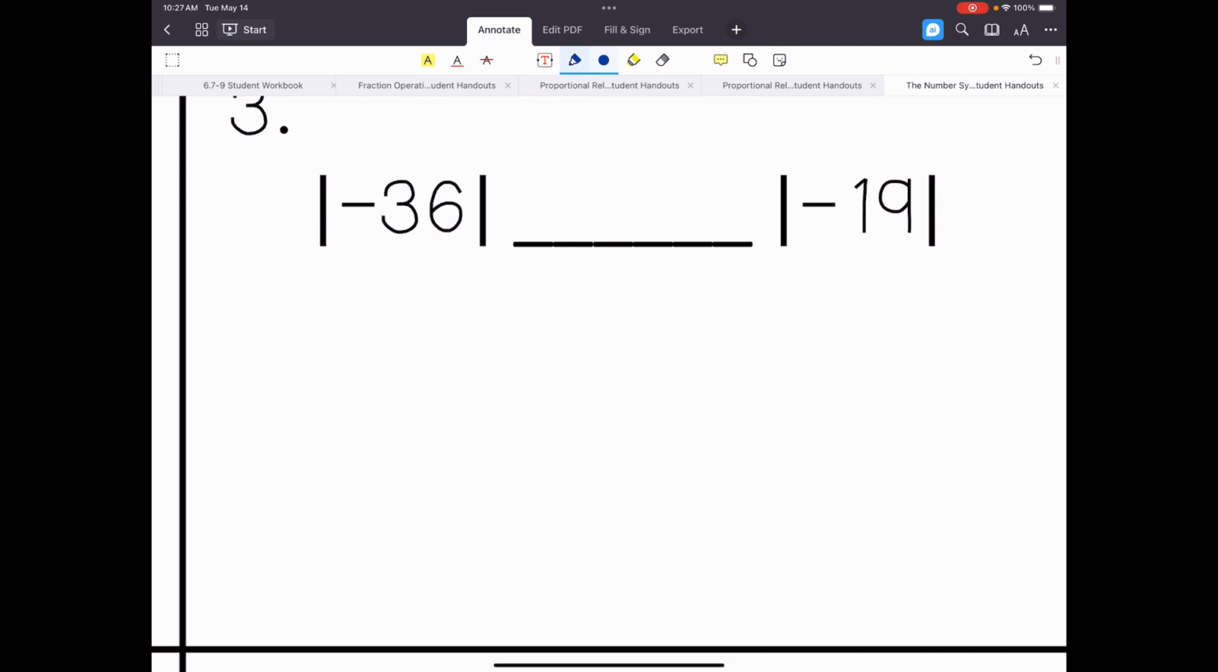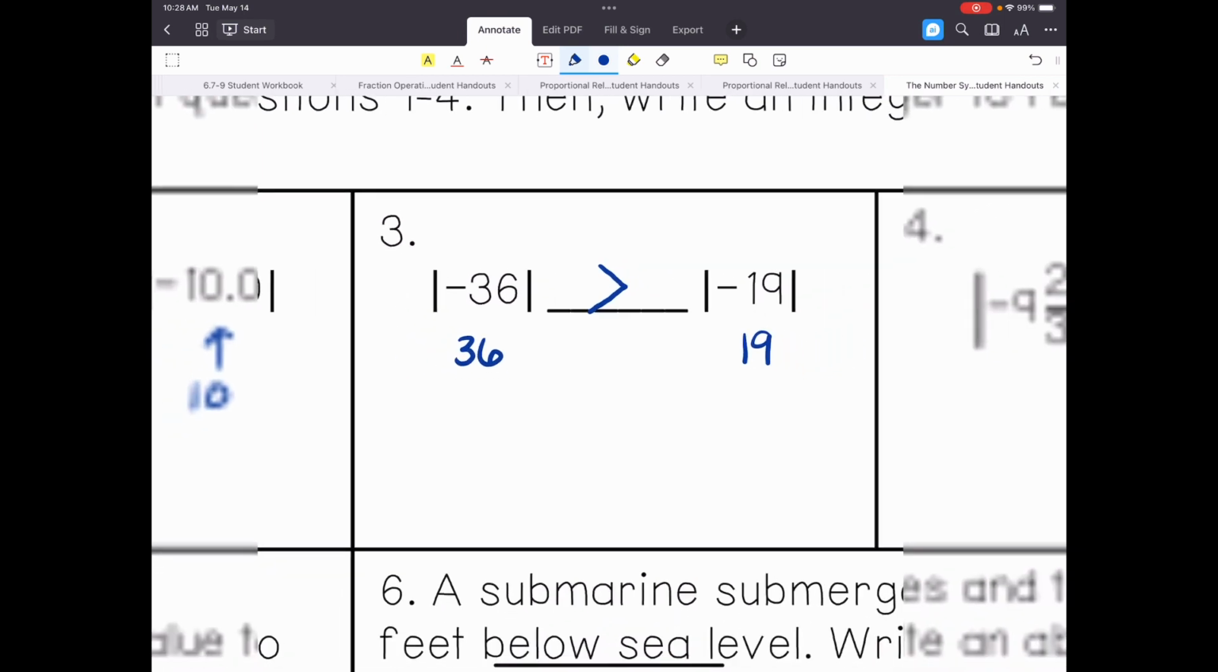Negative 36, the absolute value is positive 36 because distance is positive, and the absolute value of negative 19 is positive 19. So this, even though negative 36 is technically a smaller number, it's got a greater distance from 0, and that's what we're comparing, is how far from 0 it is.